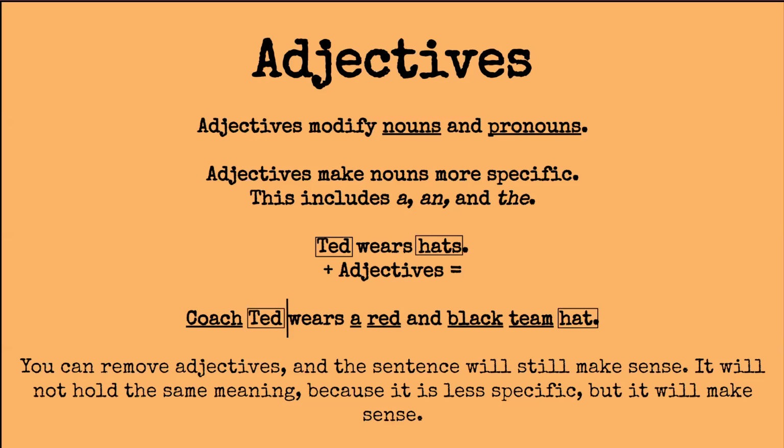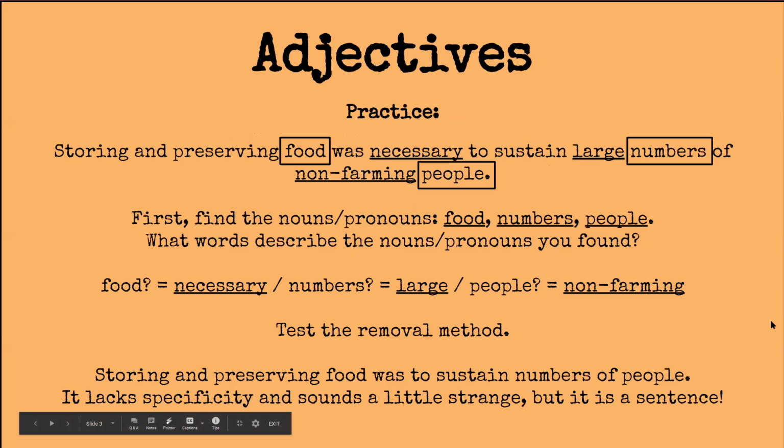Well, Ted is a coach. He's Coach Ted. And I have more information about the hat as well. It is a red and black team hat. So by adding those 5 adjectives into the sentence, I gave it more meaning. I made it more specific. But again, if I remove those out of there, I go back to the original sentence, which was Ted wears hats. Still makes sense, it's just less specific. Okay, let's take a look at a few examples.